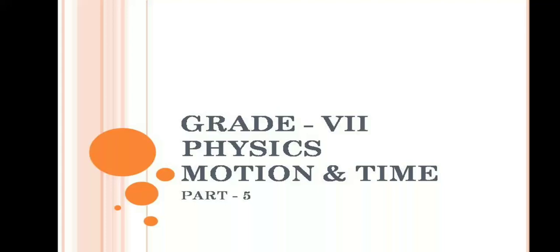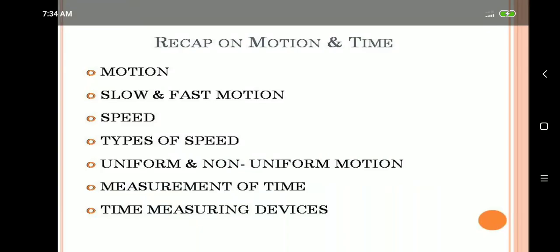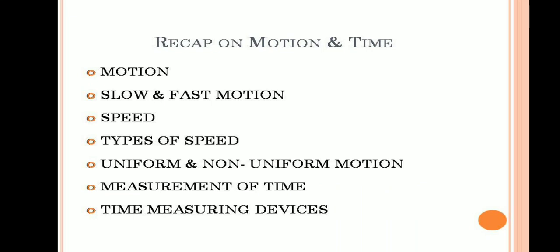Hello children, our chapter is motion and time. Already we completed the chapter, so we'll just recap on motion and time. First, what is motion? Change in position of an object with respect to time, that is motion. There are different types of motion: rectilinear, circular, curvilinear, periodic and non-periodic.